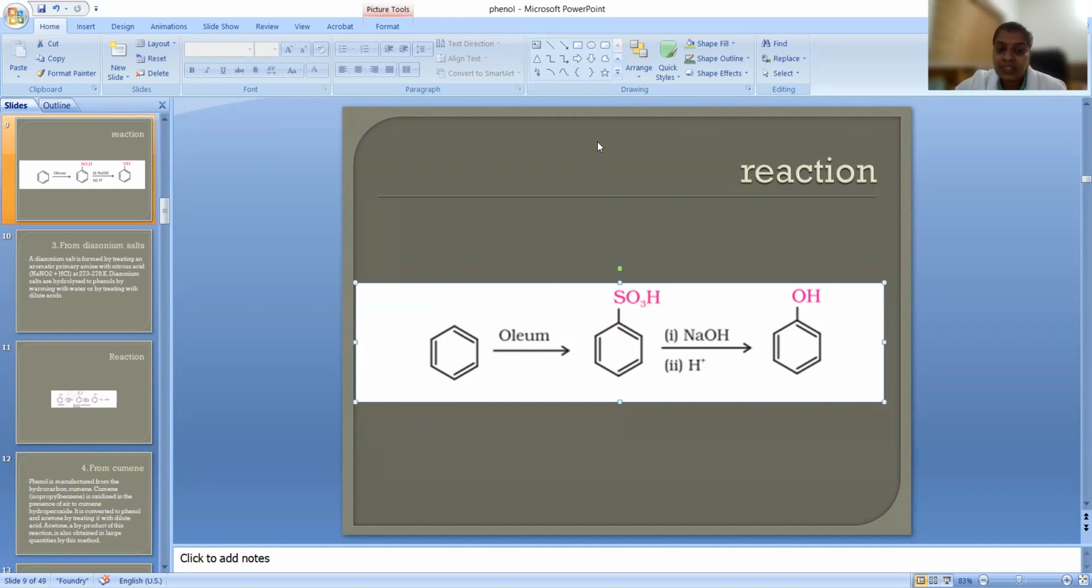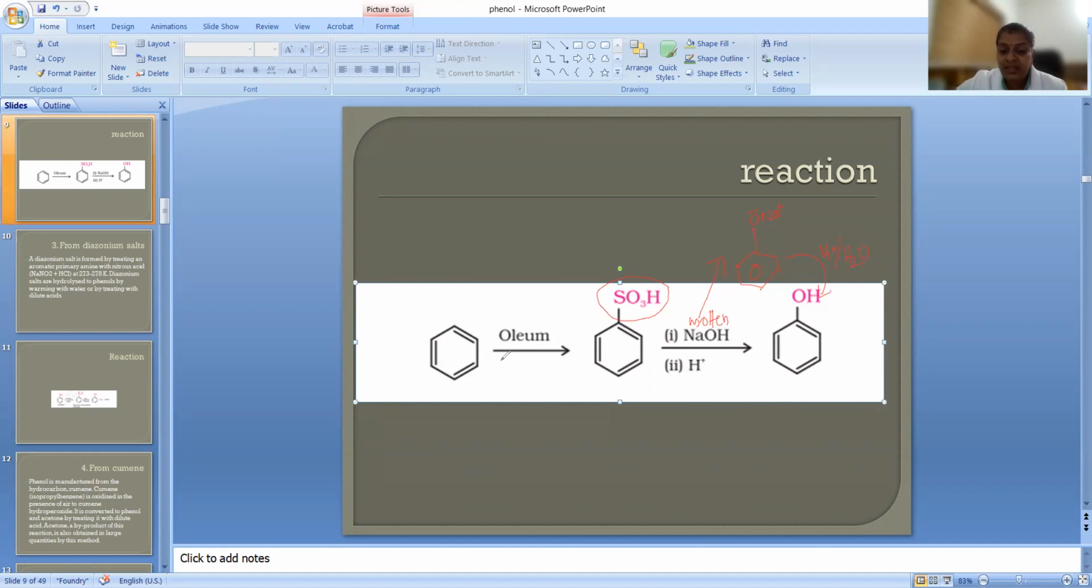And I told you, the sodium phenoxide step is everywhere. So after benzene sulfonic acid is formed, this benzene sulfonic acid will react with molten sodium hydroxide. It will first be converted into sodium phenoxide, and that sodium phenoxide will undergo, this is the second step, acid hydrolysis. So the step is repeating here also.